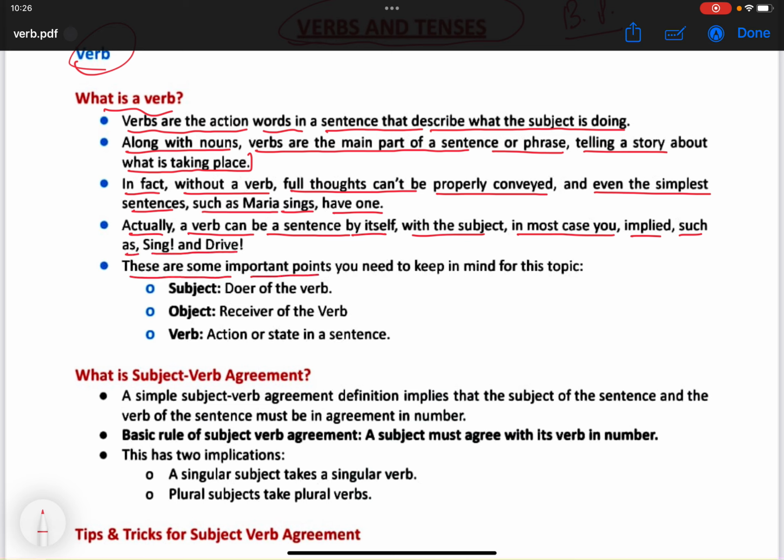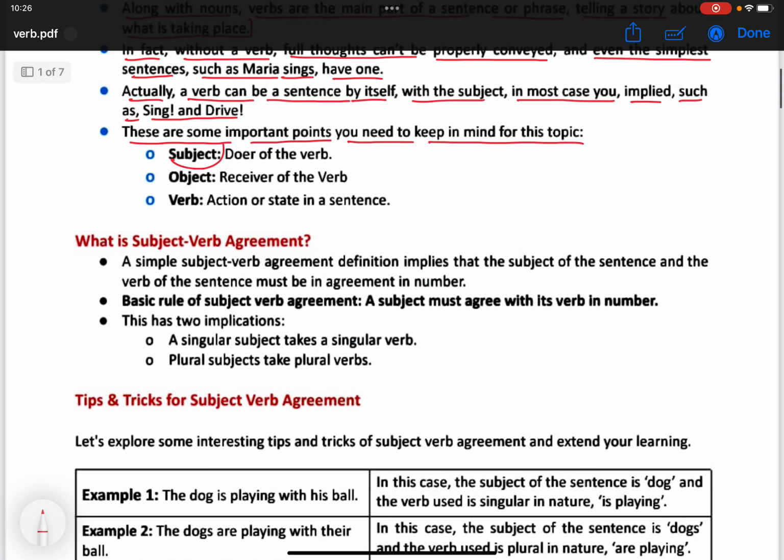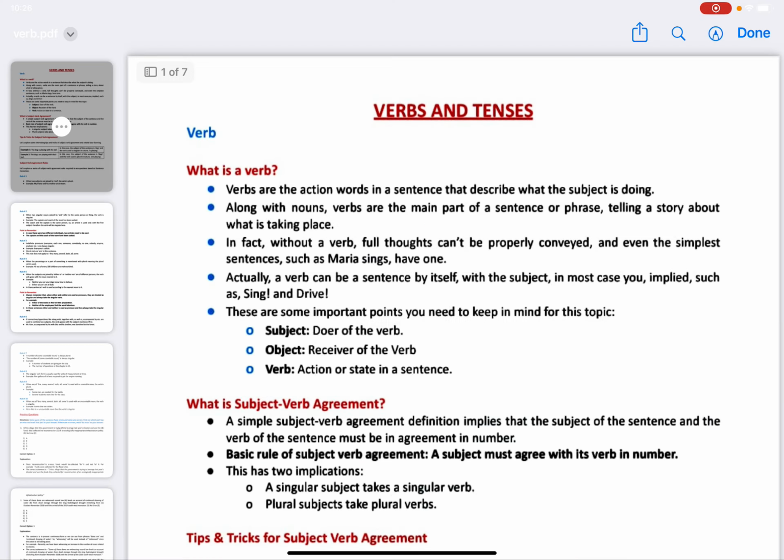These are some important points you need to keep in mind for this topic. First is subject, doer of the verb.